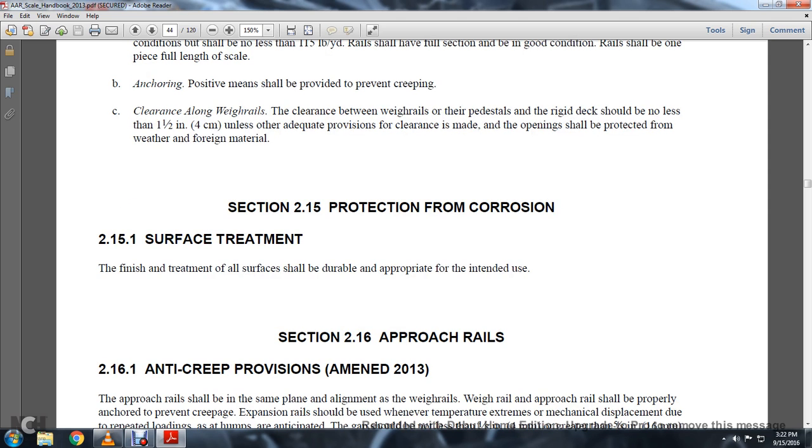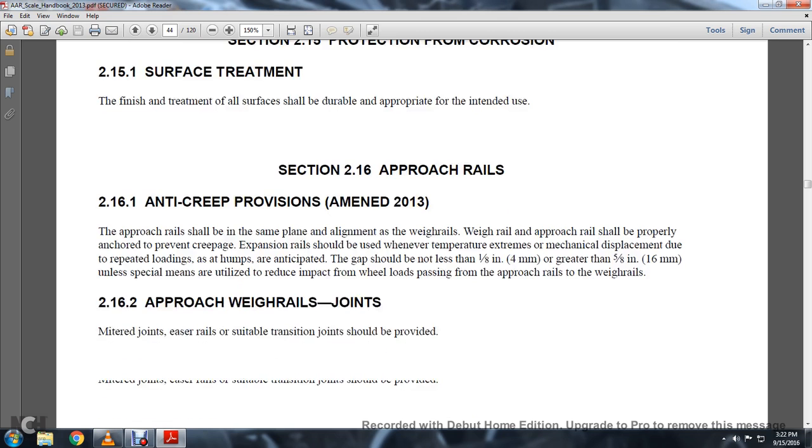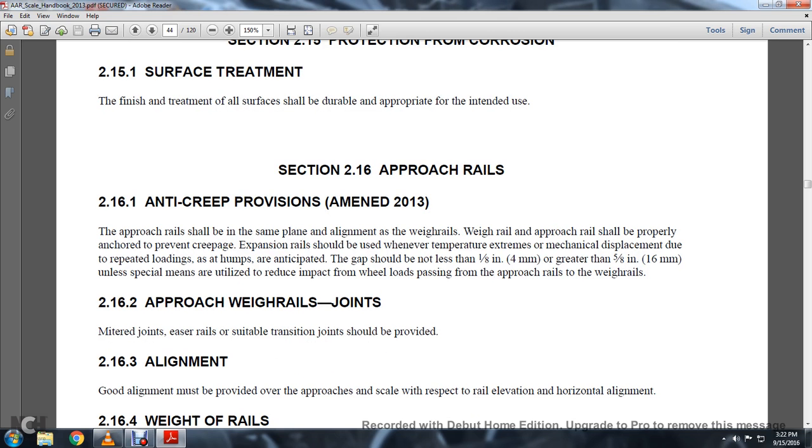Section 215, protection from corrosion. 215.1 Surface treatment. The treatment of all surfaces shall be durable and appropriate for the intended use. Section 216, approach rails. 216.1 Anti-creeping provision, amended in 2013.